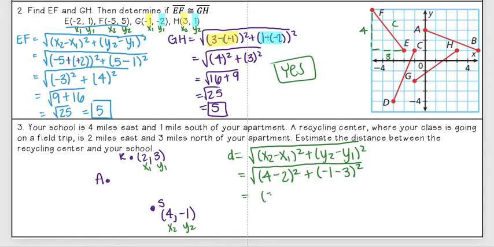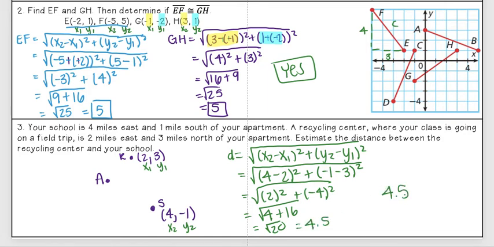Well, 4 minus 2, I just get 2 squared. Negative 1 minus 3 is negative 4 squared. So 2 squared is 4, negative 4 squared is 16. 4 plus 16, I get 20. And so then the square root of 20, I get 4.5. So it's approximately 4.5 miles.